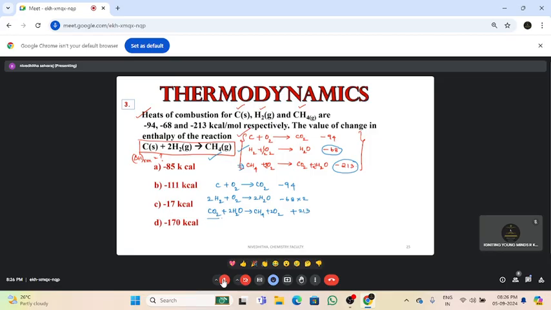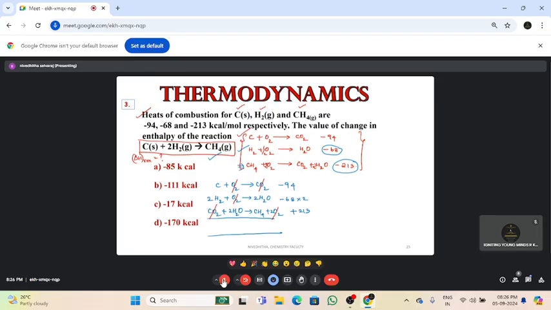Now I'm going to add all these three equations. We have to cancel the common terms which are present in the reactant and product. As far as oxygen is concerned, on the left side I have 2 moles of oxygen, and on the product side I have 2 moles of oxygen. I'm going to cancel both these oxygen molecules. How about carbon dioxide? In this equation, I have carbon dioxide in the product. In this equation, I have carbon dioxide as the reactant. I'm going to cancel this.